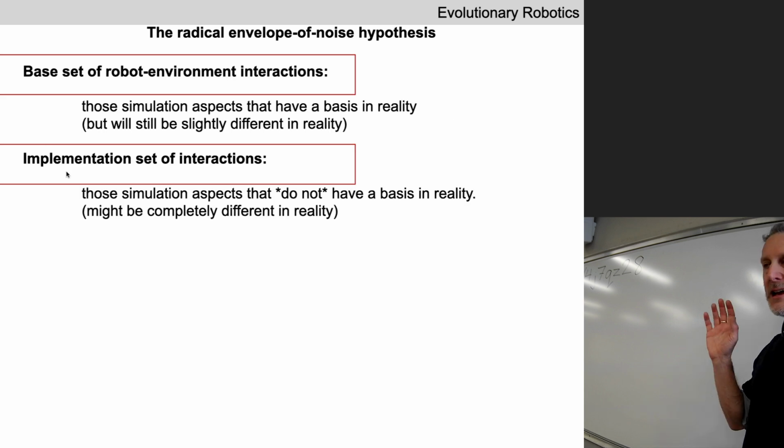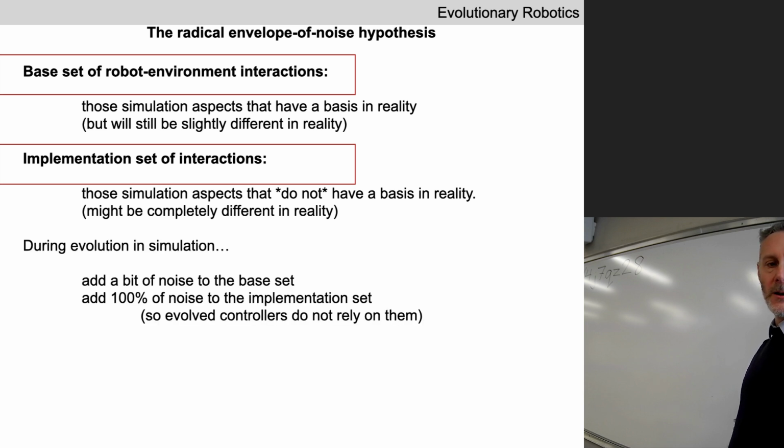Then there is the implementation set of interactions. Implementation, meaning it's something we've got to build into the simulator that probably doesn't have a very good basis in reality. It's kind of a hack, or it's something we need to do to simulate the robot. Okay. It might be completely different in reality. We'll see some examples of implementation interactions in a moment. Okay.